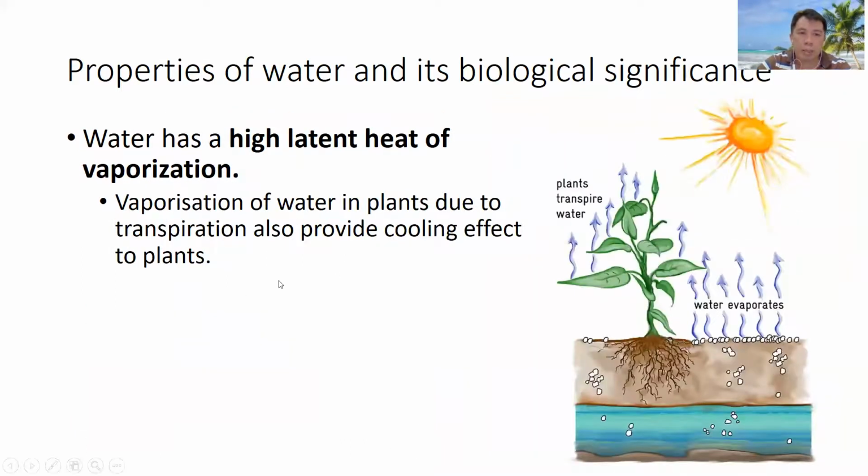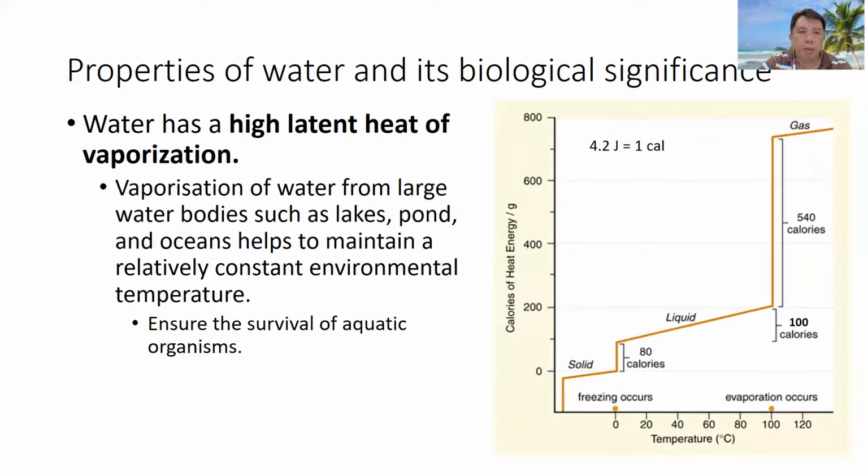In plants, the vaporization of water is through transpiration. So this also provides a cooling effect to plants. Vaporization of water from large water bodies helps to maintain relatively constant environmental temperature. Again, this is to ensure the survival of aquatic organisms.